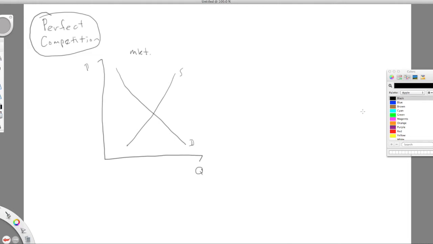And in this market, price and quantity are determined where the supply and demand curves intersect. So the usual story there. Let's call this P star, call this Q star. Sort of give ourselves a nice big dot there.